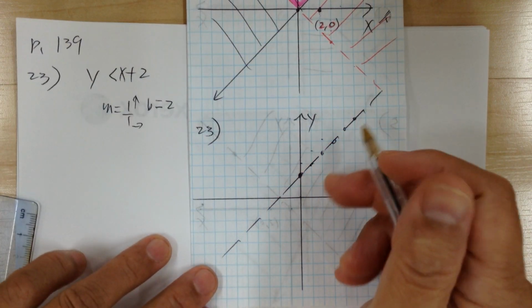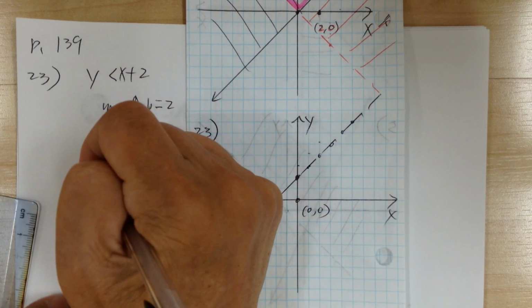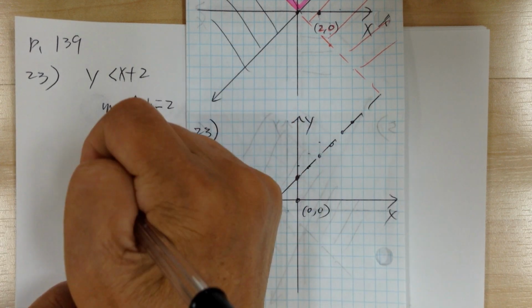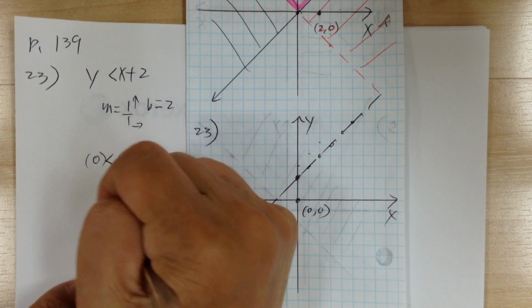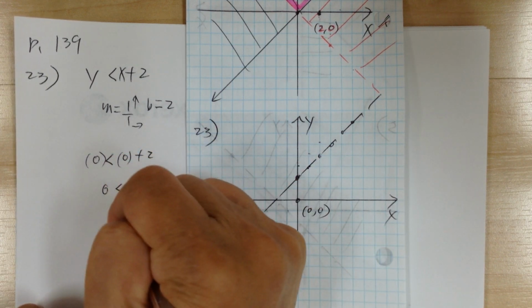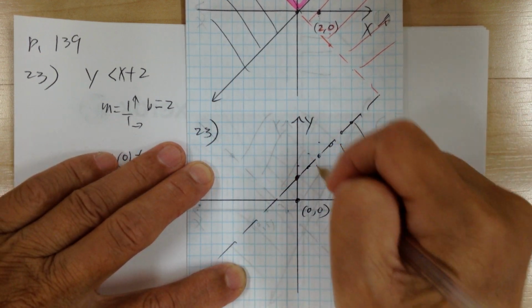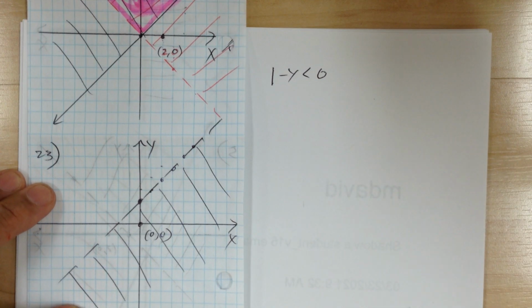Okay, then I'm going to choose 0, 0 as my testing point. So put 0, 0 in here. You're going to get 0 less than 0 plus 2. Right? Again, you just substitute, right? That's your xy, so xy. So you got 0 less than 2, so this is true. So this point is true, that means this side is true. Okay? So now let's go to this side.